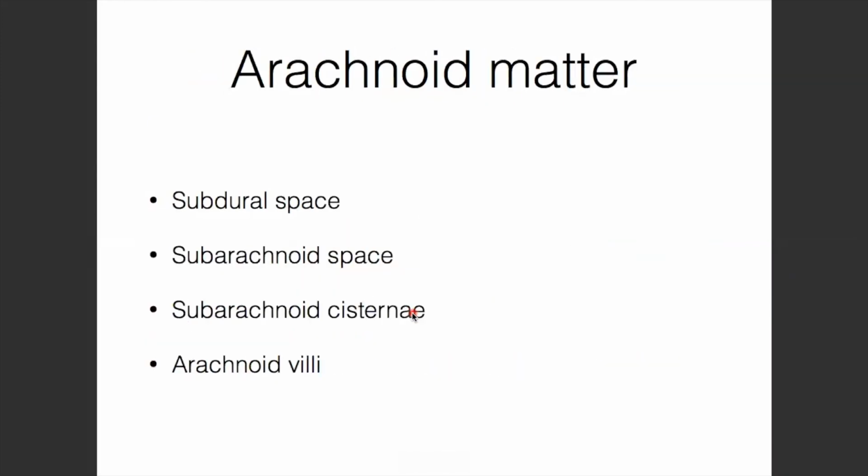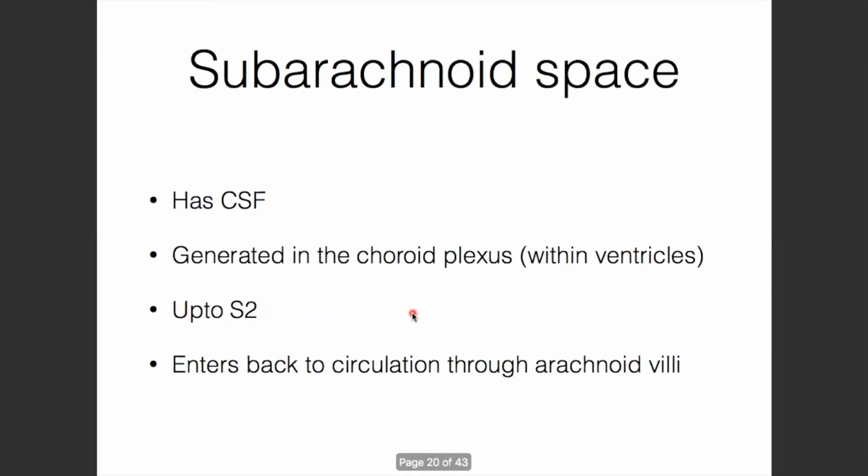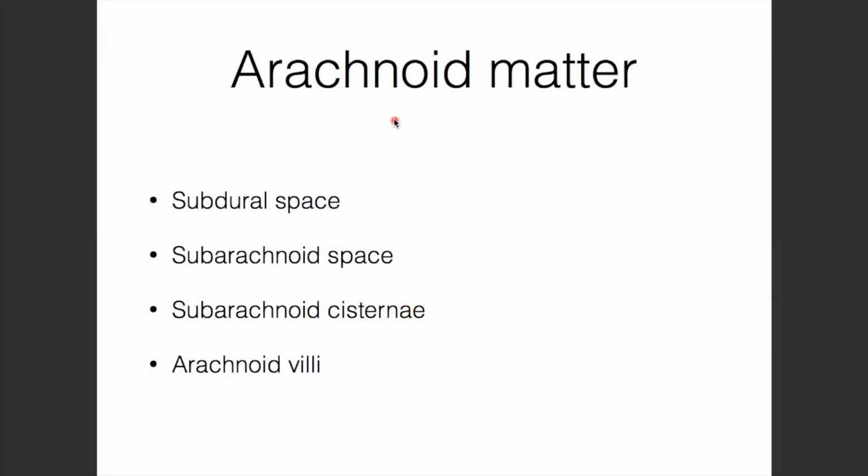عندنا arachnoid matter. I won't say much about it, mostly because it's not really an area of question. The arachnoid matter sits right below the subdural space. So the subdural space is above it, and right below it is the subarachnoid space.